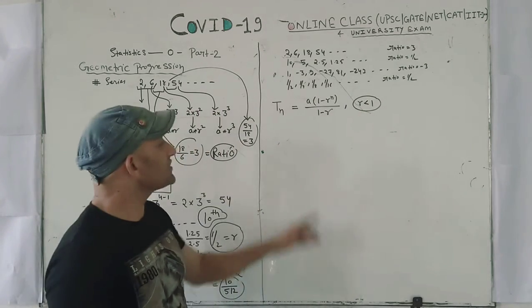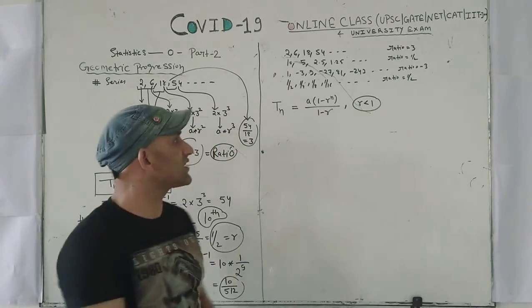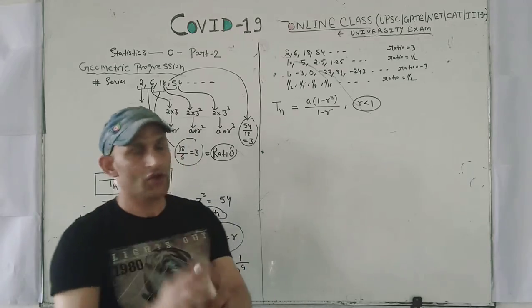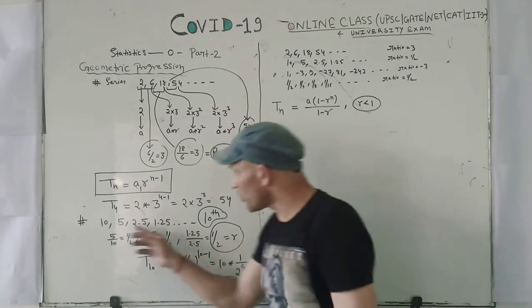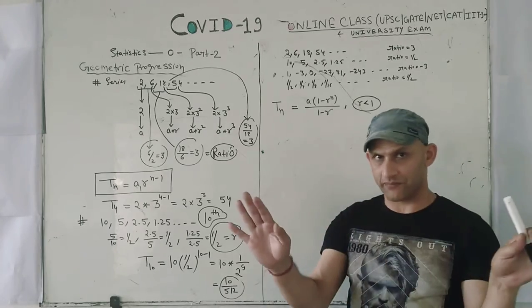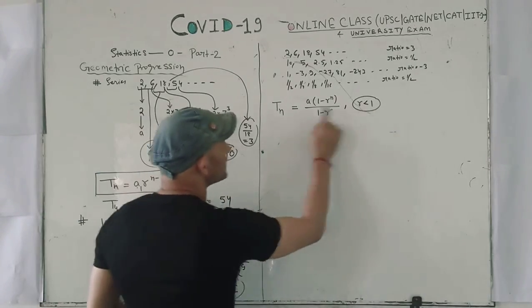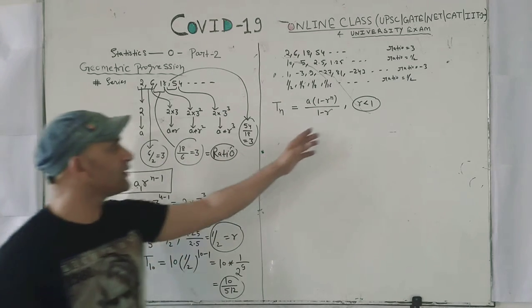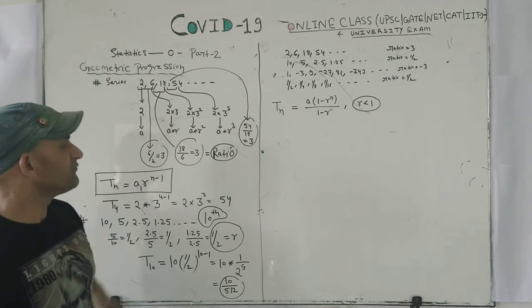Why? Because if r is greater than 1, in this condition the value will be negative. You know that the product of all positive numbers will never be negative, no? So in this condition, this formula is valid only for r less than 1.